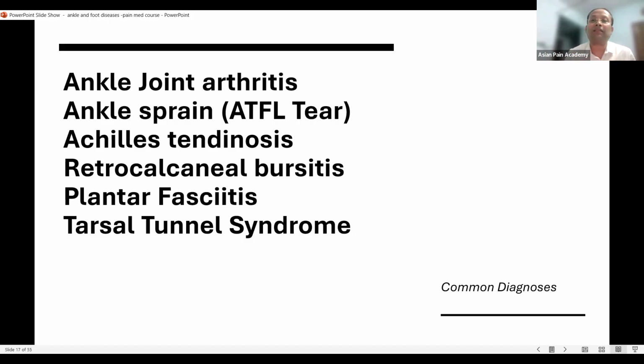So plantar fasciitis causes foot pain. So where is the plantar fascia? It is in the foot. I will show you later. Then comes tarsal tunnel syndrome.